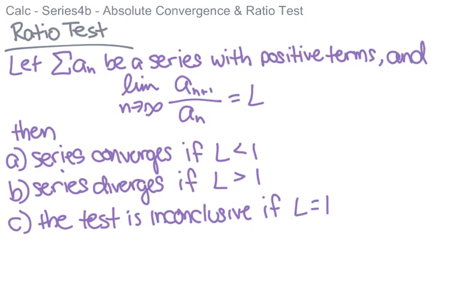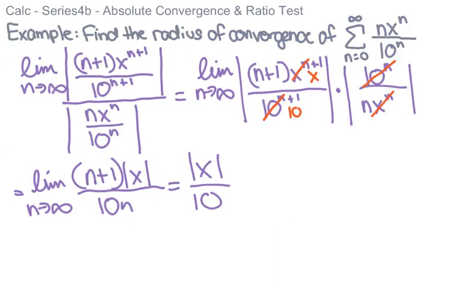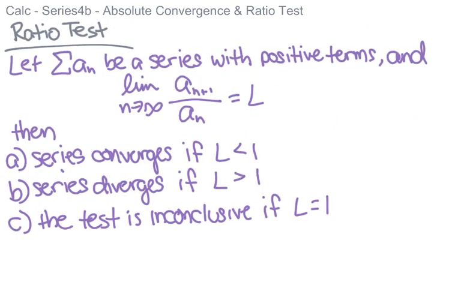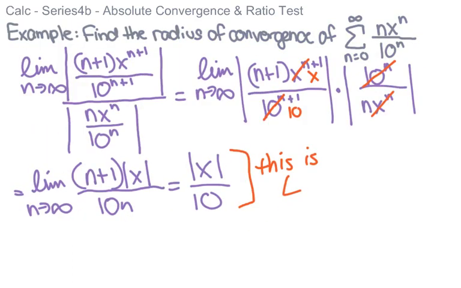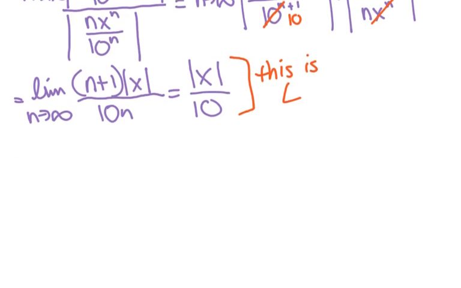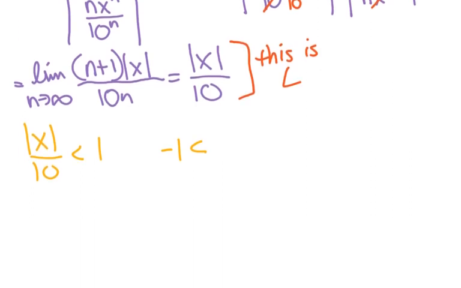So we want to know, is this limit that we just found, okay, this is L, that whole thing, is that thing less than 1? And if so, when is that? All right, so let's do that. We're going to take the absolute value of x over 10 and find out when that's less than 1. And that means that we have negative 1 is less than x over 10 is less than 1.